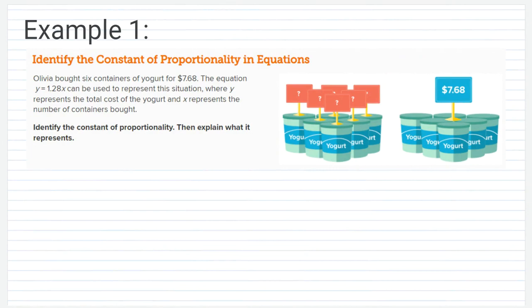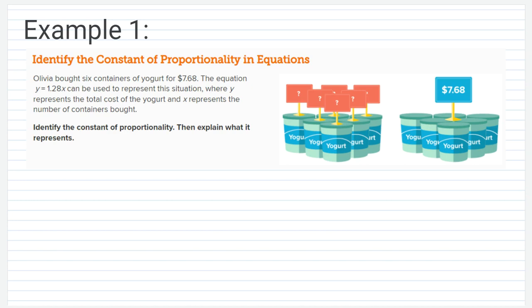With this first one, we're going to identify the constant of proportionality in an equation and then explain what it represents. This one says Olivia bought 6 containers of yogurt for $7.68. The equation y equals 1.28x, or 1 and 28 hundredths x, can be used to represent the situation where y represents the total cost of the yogurt and x represents the number of containers bought. So we're going to identify the constant of proportionality.